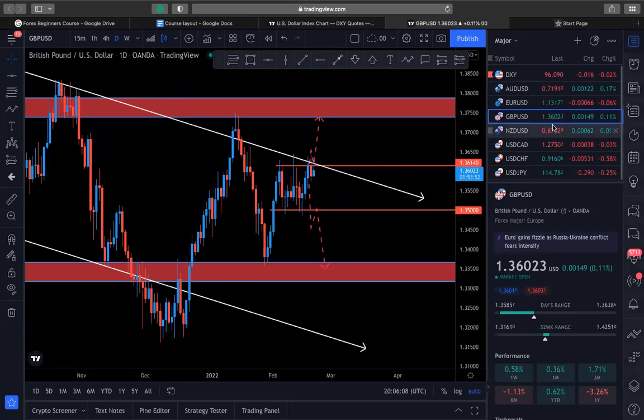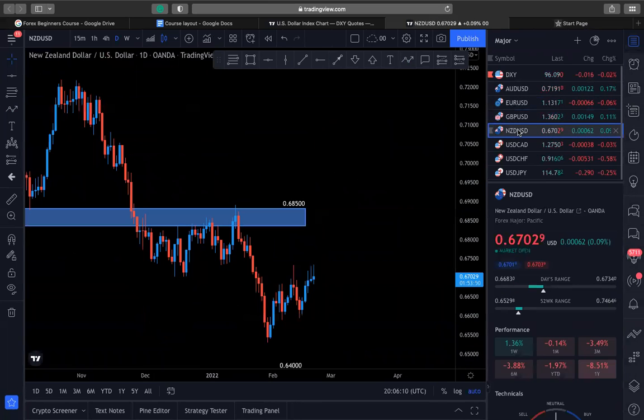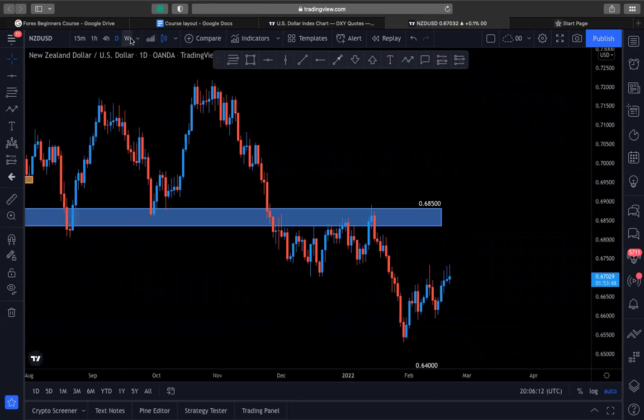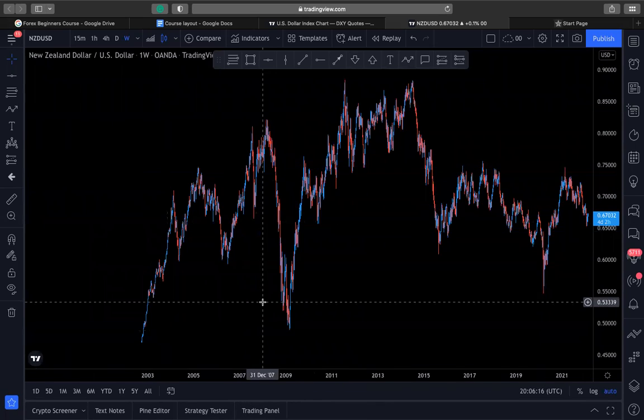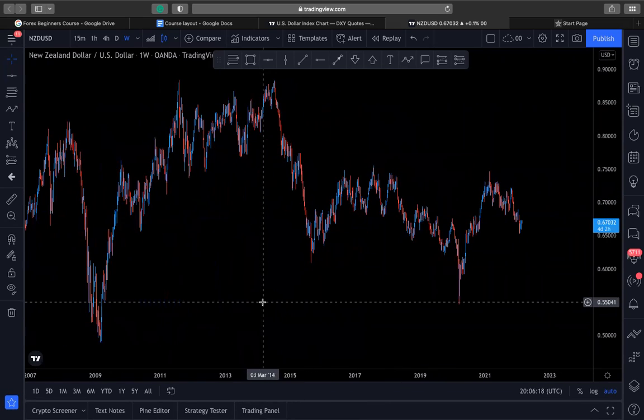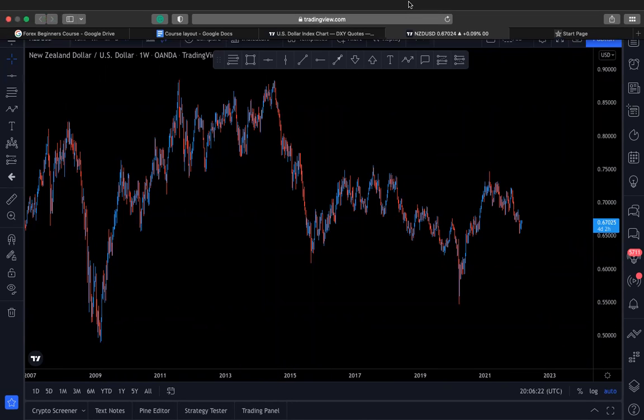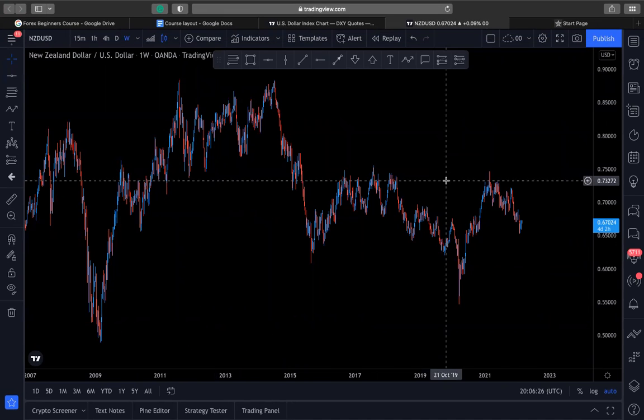Another pair I want to take a look at here. Let's just say NZD USD. Take a look, see if this formation's good. Yeah, I like this price action. So just taking a look at another chart here, New Zealand dollar versus US dollar.